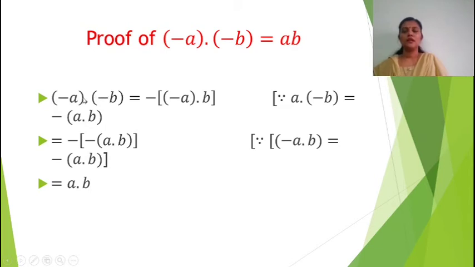Next property: proof of (-a)·(-b) = ab. We take the LHS, (-a)·(-b), and use the first property. We could take the minus outside: (-a)·(-b) = -((-a)·b), since a·(-b) = -(a·b). Then again, taking the minus from -a, this is -(-(a·b)), since (-a)·b = -(a·b), which is equal to a·b.